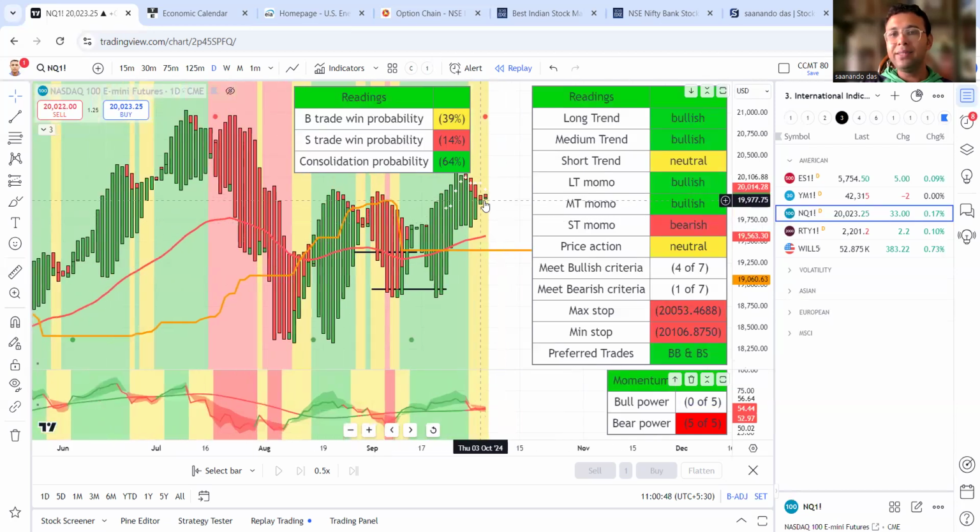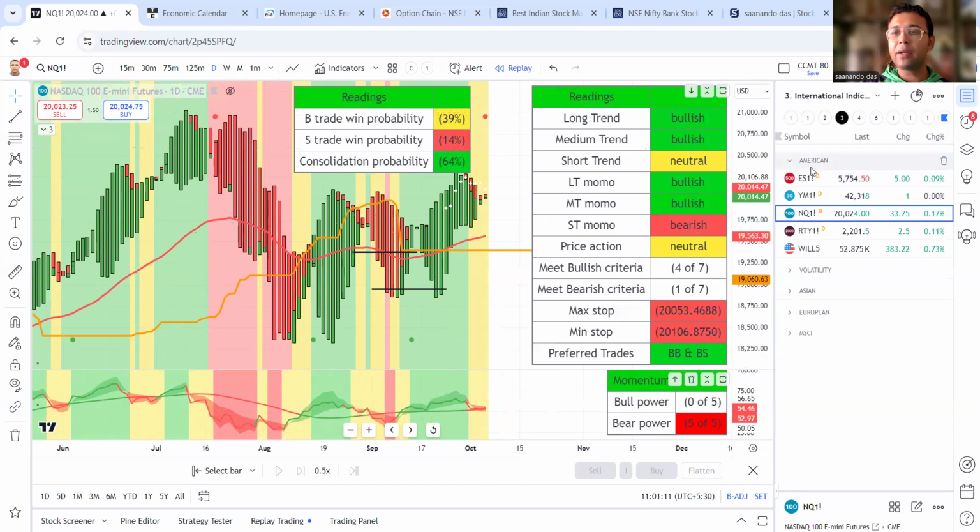And with this kind of small candle, I'm not really confirmed that it is a great sell signal. It is actually not. Sell trade win probability is close to 14%. So it's a very low probability win sell call. Later it may become stronger, but in the current state, it is a projected low probability sell signal.